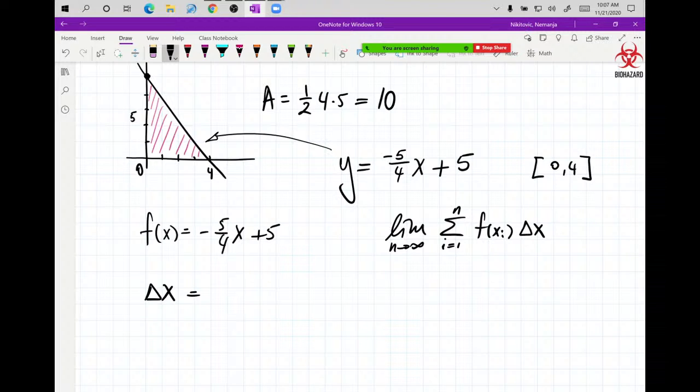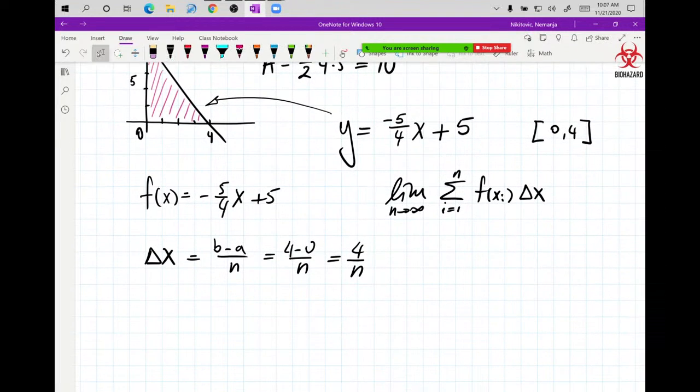So delta x is b minus a over n, which means 4 minus 0 over n, and that's 4 over n. It's 4 over n because we have n rectangles, and remember we are sending the number of rectangles n to infinity, so we are not having 10 rectangles to say 4 over 10 or anything like that. We have infinitely many rectangles, so I'm just going to call it 4 over n. Now, are they infinitely thin? Sure they are. 4 divided by infinity, right?